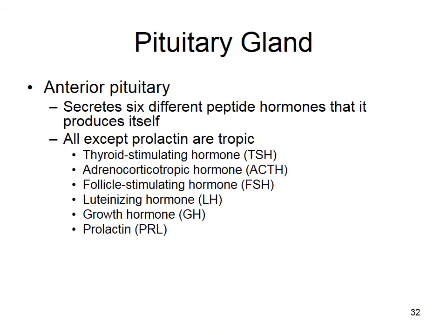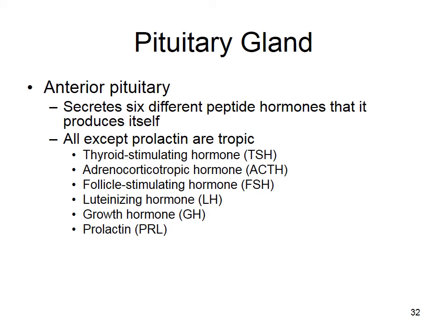Let's look at the anterior pituitary gland now. The anterior pituitary gland makes and releases 6 different peptide hormones. All the hormones released by the hypothalamus and the pituitary gland are peptides. Pituitary does peptides. Those 6 hormones, all except for prolactin, are trophic, so they cause the release of yet another hormone.